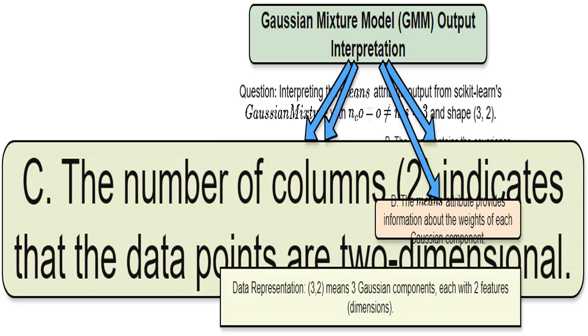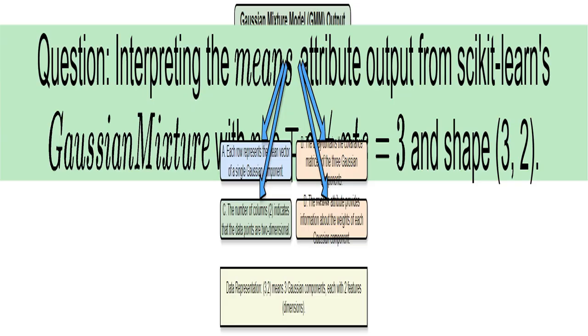Think of it like this: imagine you are measuring height and weight of people. Each person would be a 2-dimensional point: height, weight. The GMM is finding 3 distinct groups of people based on those 2 measurements. The means attribute in scikit-learn's Gaussian mixture is giving us the average values for each of the identified groups.